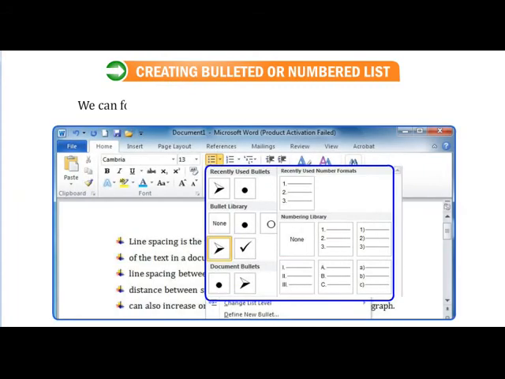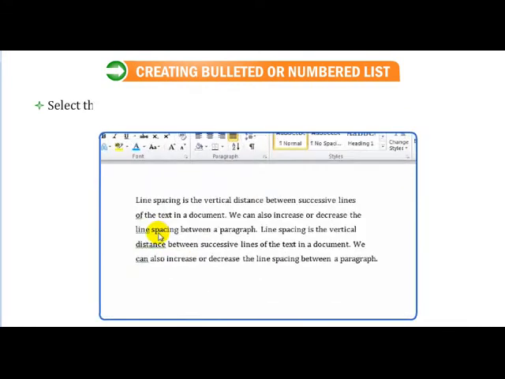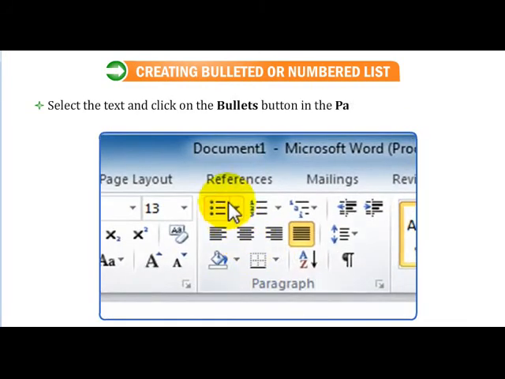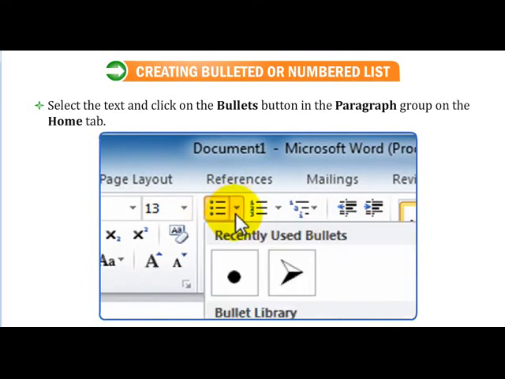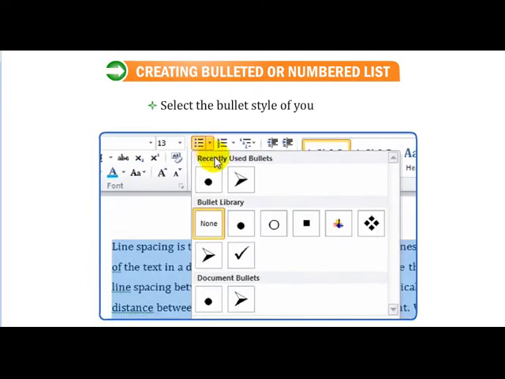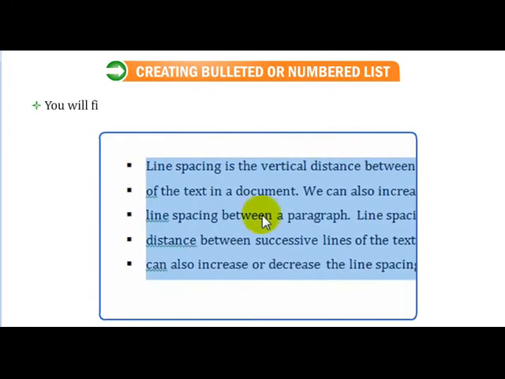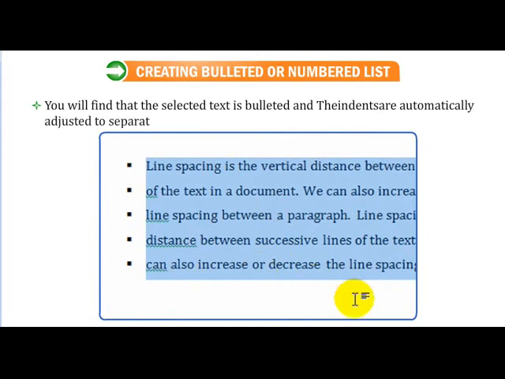Alright students, now let us learn how to create bulleted and numbered list. We can format list in a document by using bullets and numbers. A bullet is a small graphic symbol that sets off an item in a list. To apply bullets to the text, follow these steps. Select the text and click on the Bullets button in the Paragraph group on the Home tab. Select the bullet style of your choice. You will find that the selected text is bulleted and the indents are automatically adjusted to separate the text from the bullets.